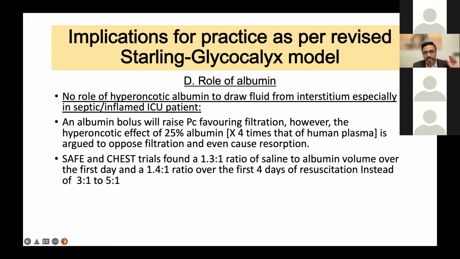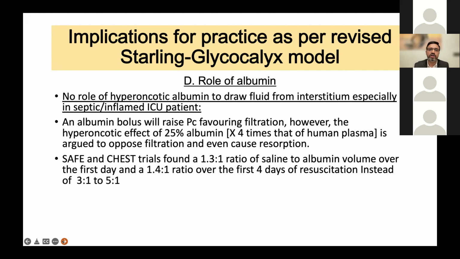So on one hand, it is increasing the capillary pressure. On the other hand, it's increasing the oncotic pressure. It is also purported that this increase in oncotic pressure will be so much that it is going to draw in fluid from the interstitium. We know that in a steady state, this does not occur. Reabsorption does not occur in a steady state.